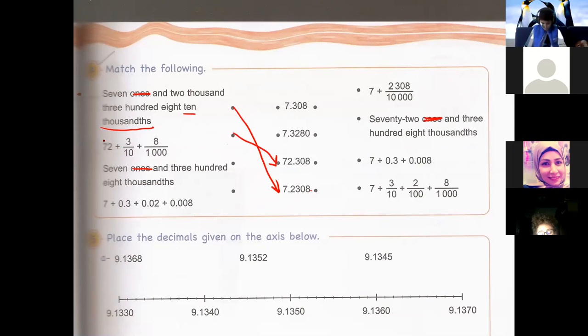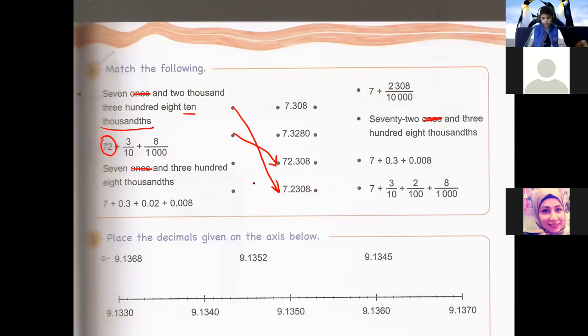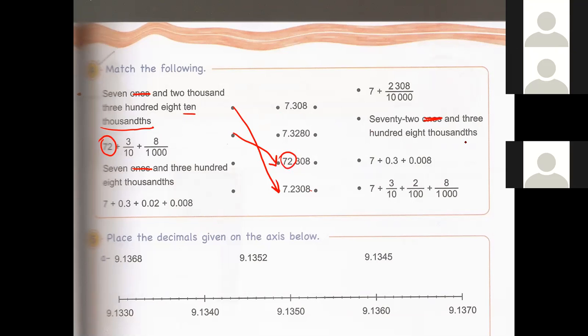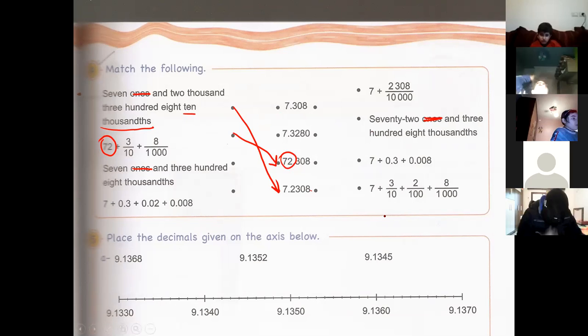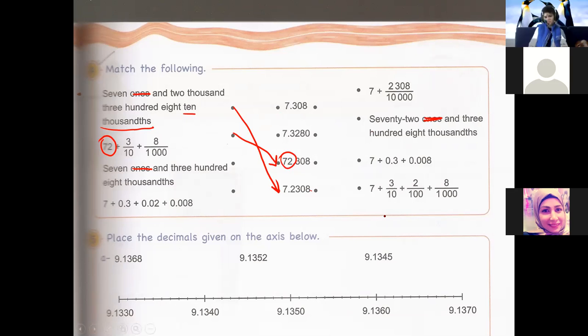It's so easy because the whole part is 72. We have only one choice. The whole part is 72. Yes, that's it. Now, Batoul al-Hajj. No need to look at the decimal part. You can know quickly from the whole part, because it's the only one that has 72. Yalla Batoul.